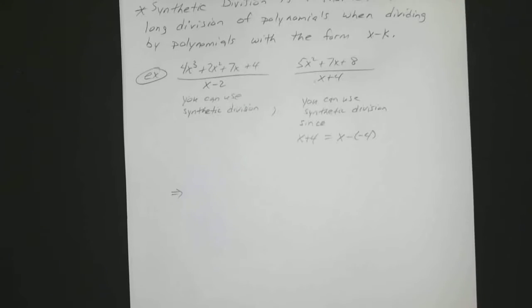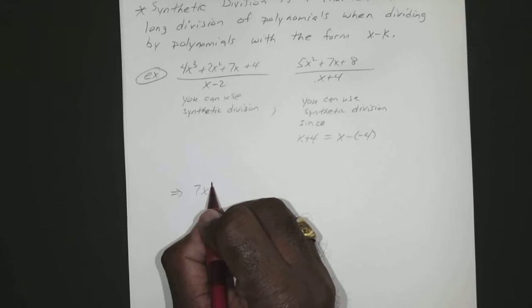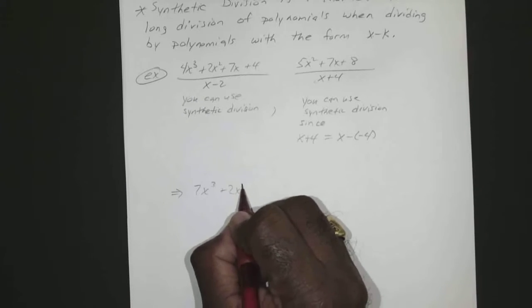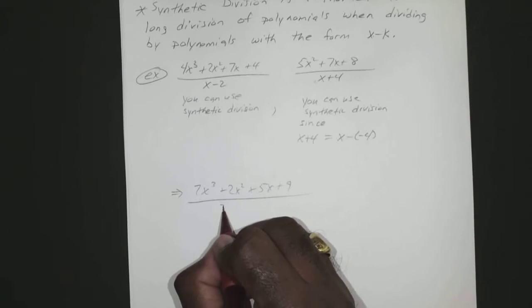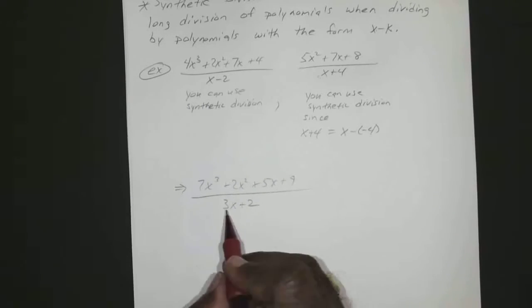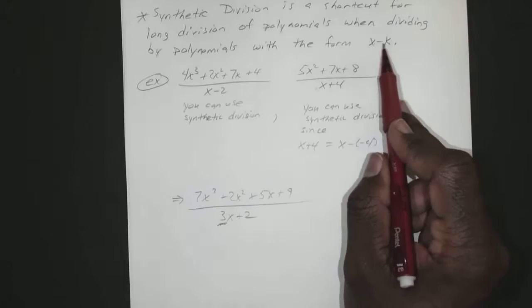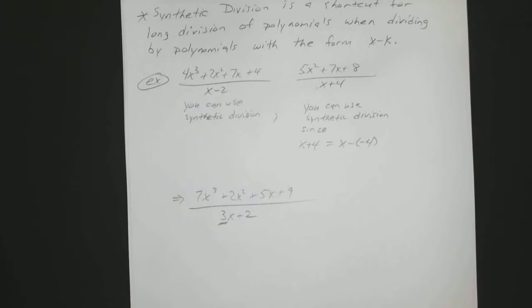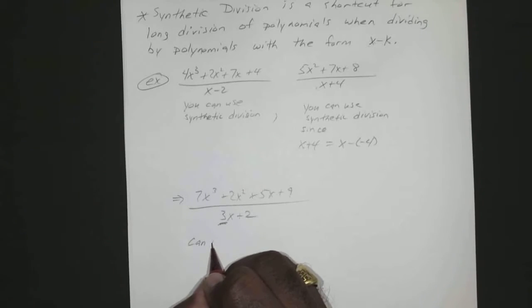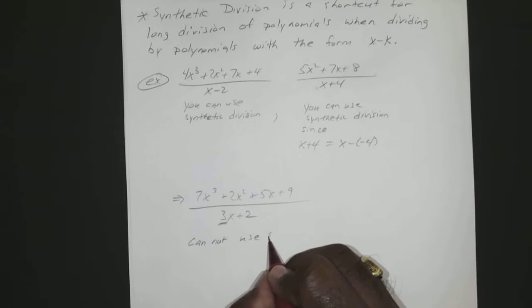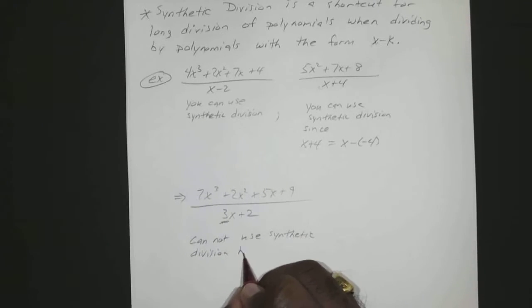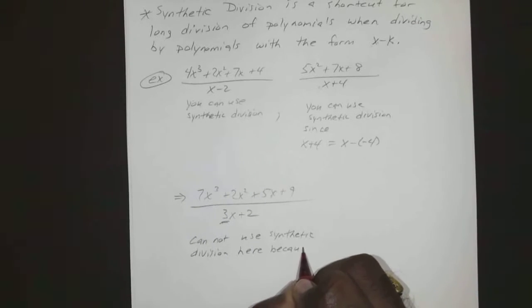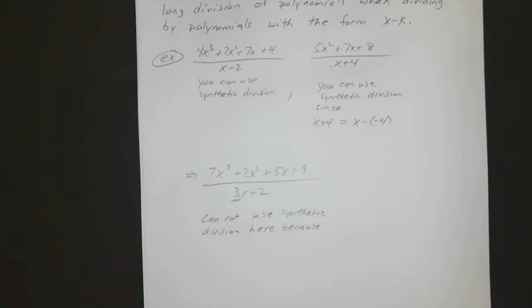So if you have, let's say, 7x to the third plus 2x squared plus 5x plus 9 divided by 3x plus 2, because of that 3, remember here it has to be x minus something. So because of that 3, you can't use synthetic division for this problem. You'd have to do long division. So you cannot use synthetic division here because the denominator is not in the form of x minus k.